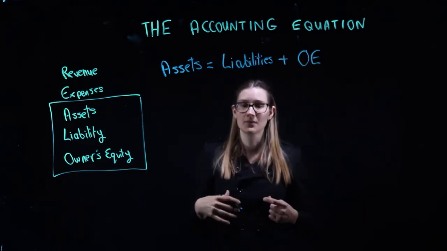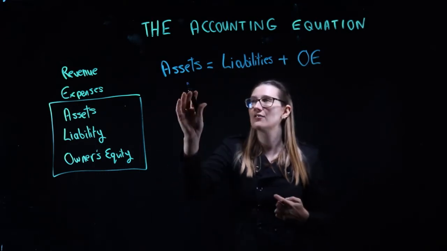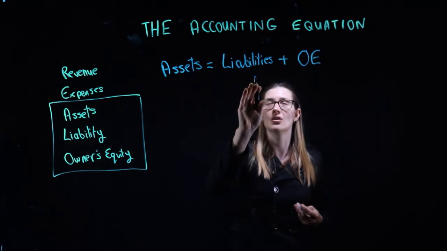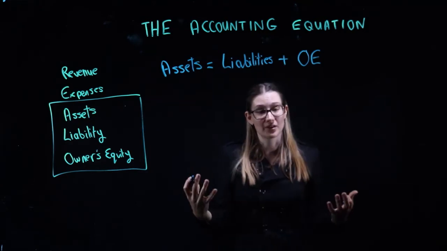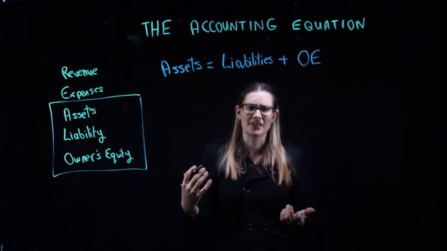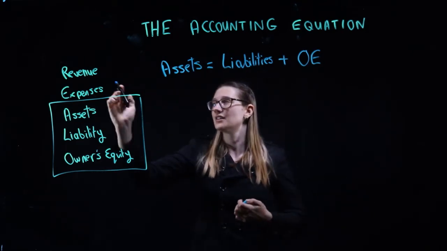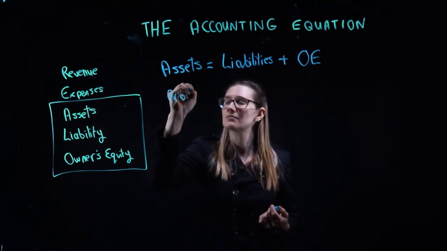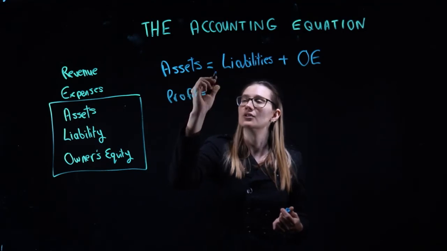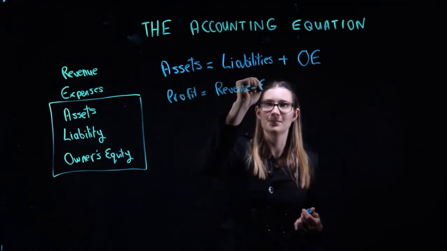So then, we're going to add profit into this equation. So how does profit fit in? Well, everything you own is equal to what you owe to other people, plus what the owner has contributed, plus the profit that you have made. And you might be thinking, what does profit have to do with this equation? Well, profit is the relationship between revenues and expenses. Profit is equal to revenue minus expenses.